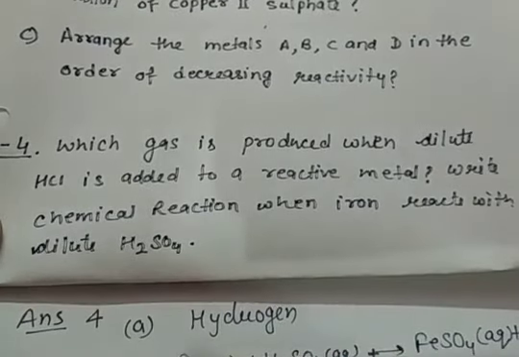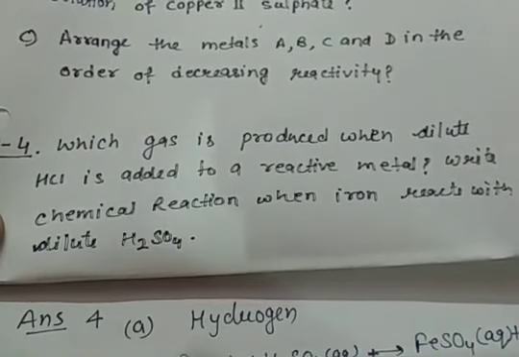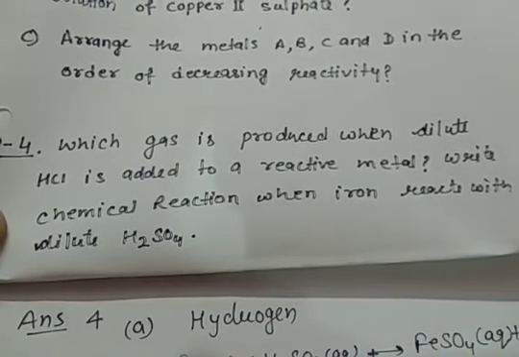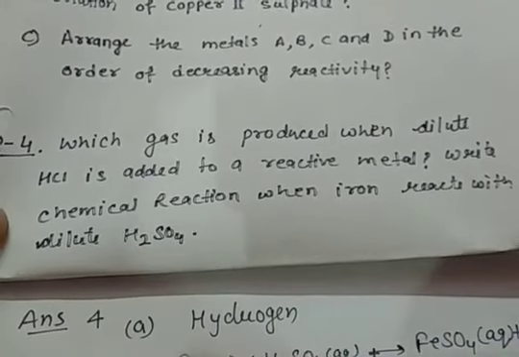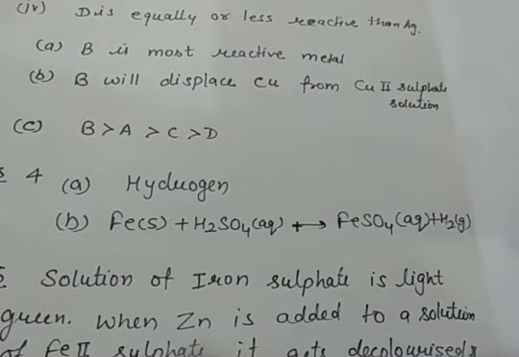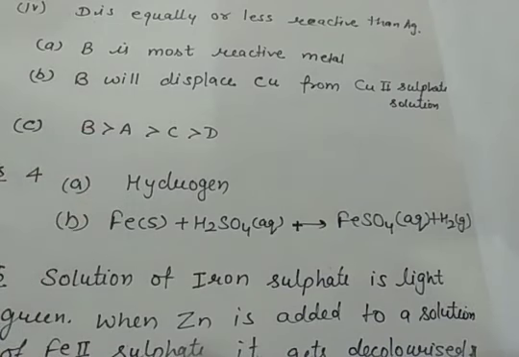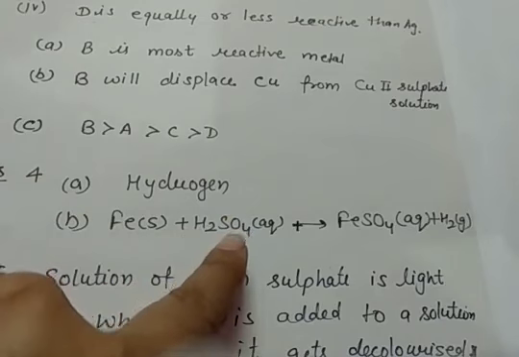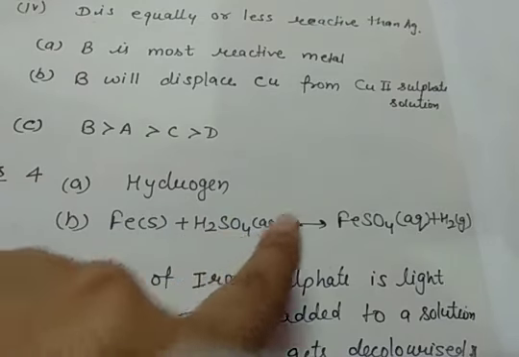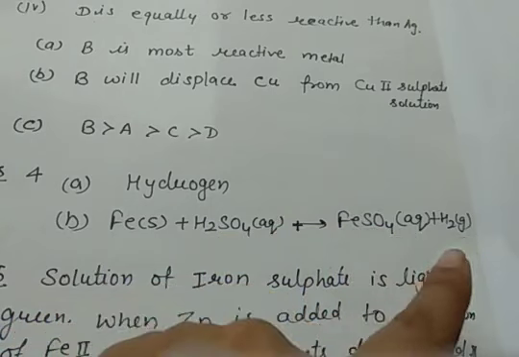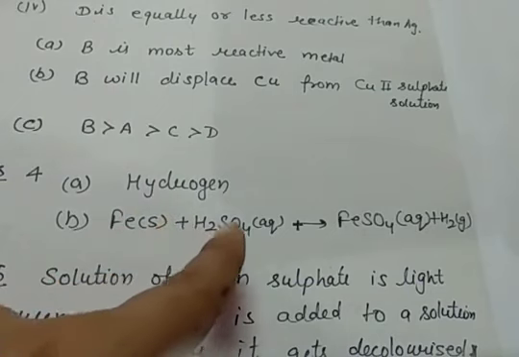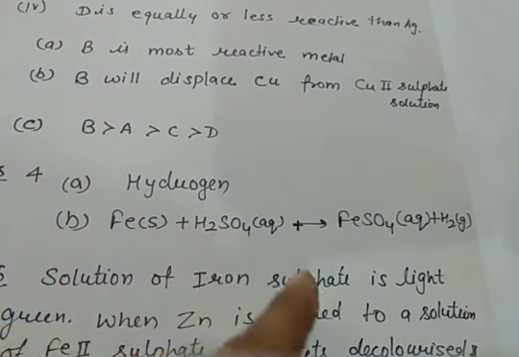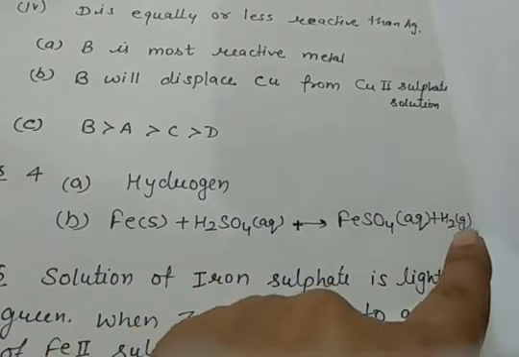Our fourth question is, which gas is produced when dilute hydrochloric acid is added to a reactive metal? Write the chemical reaction when iron reacts with dilute H2SO4. We know that whenever hydrochloric acid is added to a reactive metal, hydrogen gas is produced. Second is when iron reacts with sulfuric acid. When iron reacts with sulfuric acid, iron sulfate is produced and hydrogen gas is liberated. Because iron is more reactive than hydrogen, it will displace hydrogen from sulfuric acid.